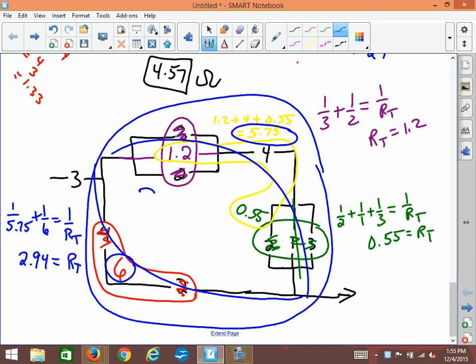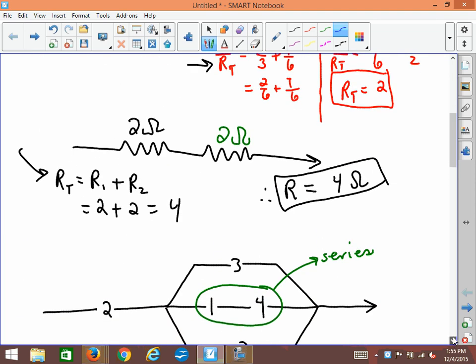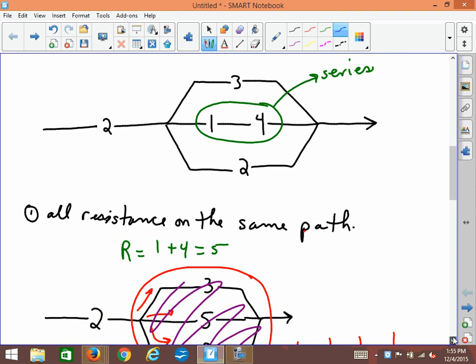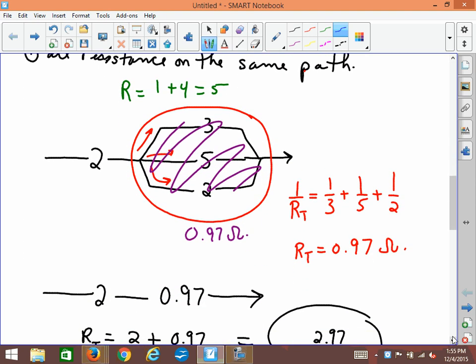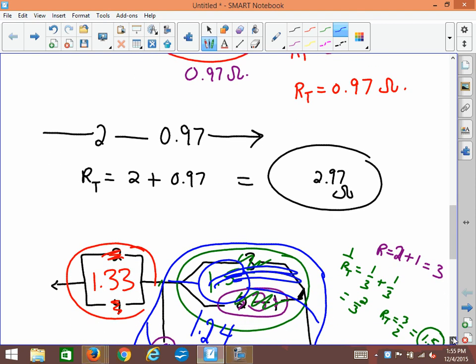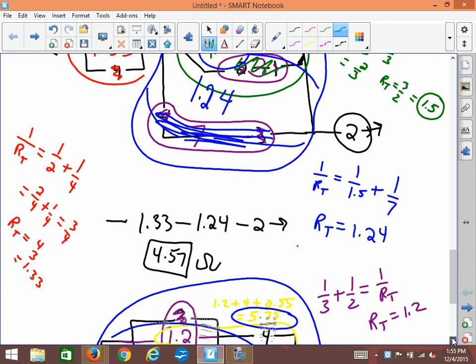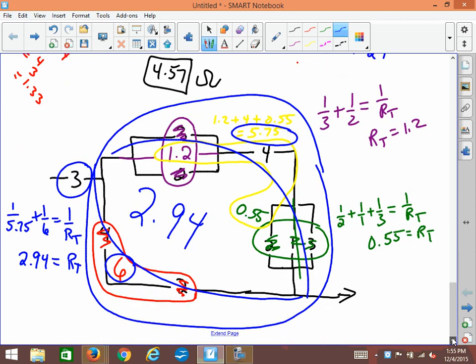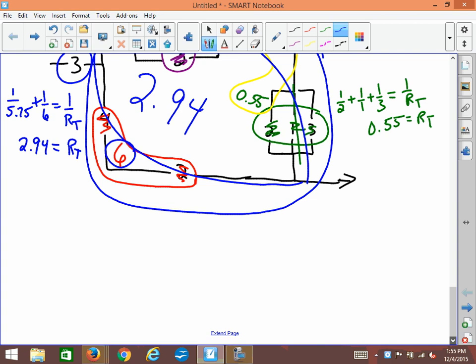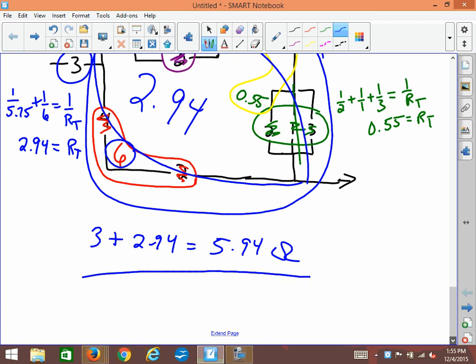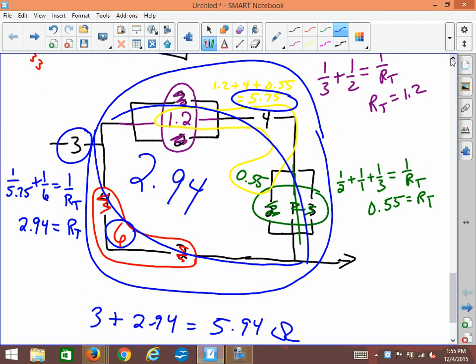Well, if all of this is 2.94, and this is a 3 over here, then the total resistance of the whole circuit, whoops, I got to go back down, will just be the 3 plus the 2.94. There we go. So the answer would be 3 plus 2.94, which is 5.94 ohms. So you see how you can kind of work through it a little bit at a time.